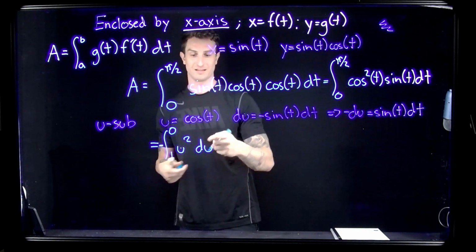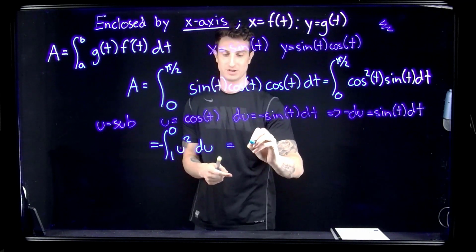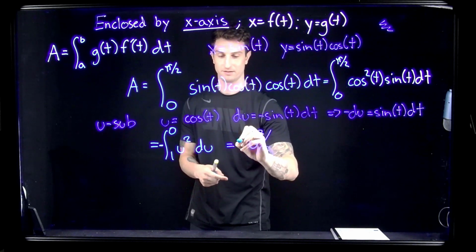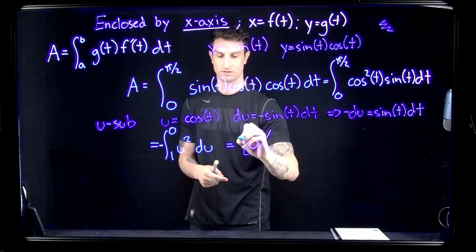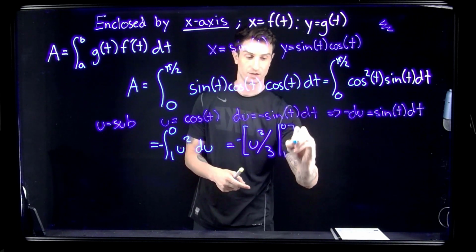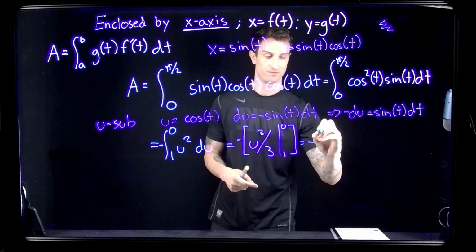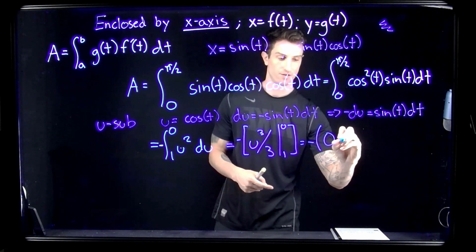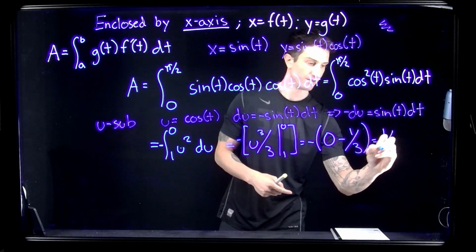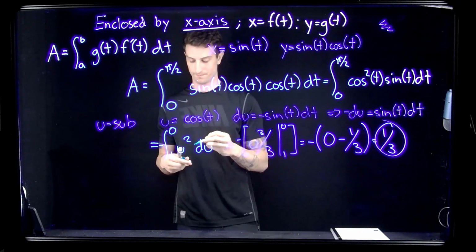Awesome. And our last step, reverse power rule. This is going to be u cubed over 3, and don't forget that negative sign, evaluated from 1 to 0. All right, so this will be a negative value here, in which we'll have negative 0 minus 1/3, or in other words, we just end up with 1/3. Right, so a little bit less work than the last one.